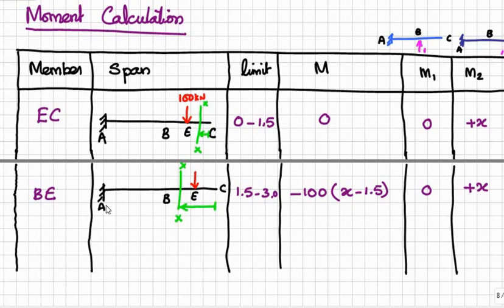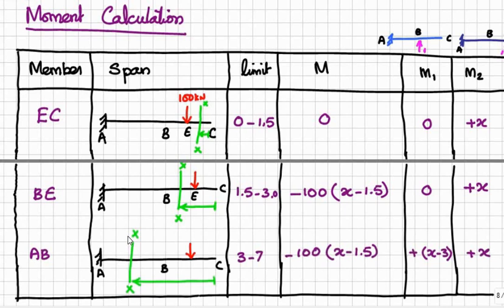Now consider the next member, AB. Here we have UDL over AB, and still we are measuring the section from C point, that is the free end. Therefore at B we have x value 3 meter, and at A we have x value 7 meter. Therefore the limit is 3 to 7.